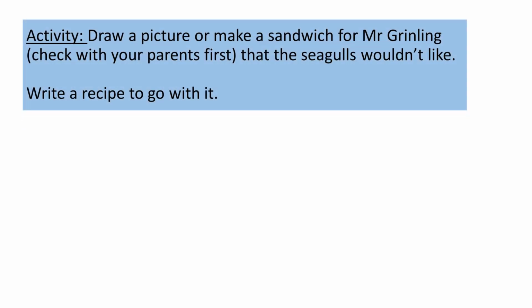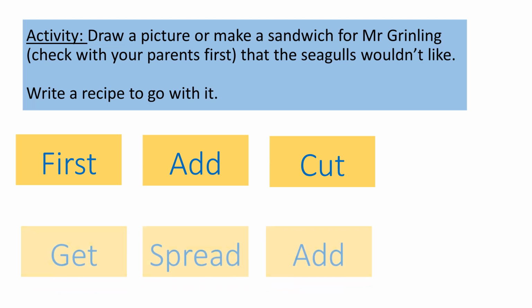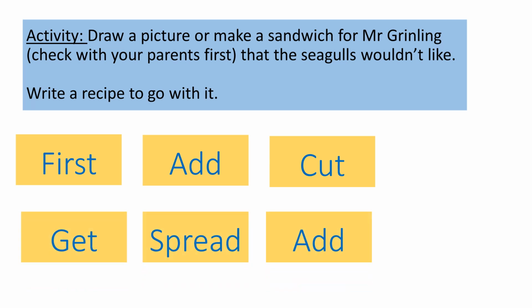So let's see what kind of bossy words we can use. So Year 2, here are some examples of command words, and we sometimes call these bossy words because they tell you what to do. So when you write your recipe, you could use any of these. First, add, cut, get, spread, add. Oh, we've got add twice. Maybe you could think of a different one. And finally would obviously go at the end.